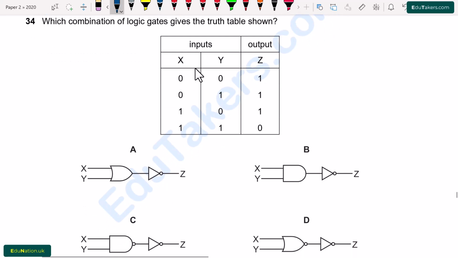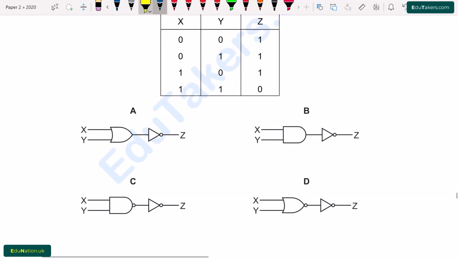Which combination of logic gates gives the truth table shown? So here is the truth table. Which one of these logic gates shows this truth table? So first of all we check A. I consider here input 0 and 0. This is an OR gate and it is a NOT gate. When I apply the OR gate over it, it will be 0, and by applying the NOT gate it will be 1. Here 0, 0 gives 1, so this is correct.